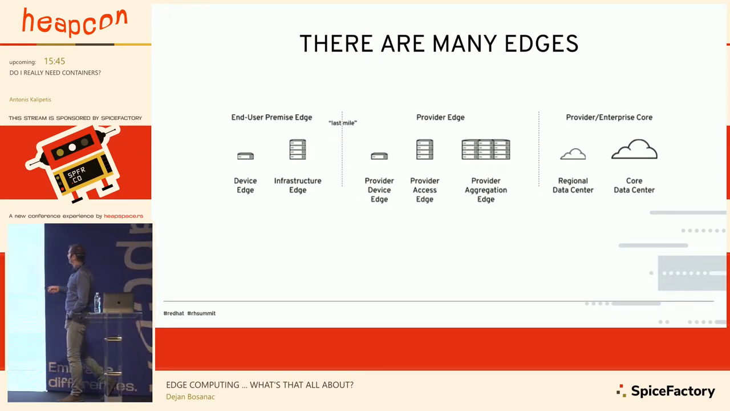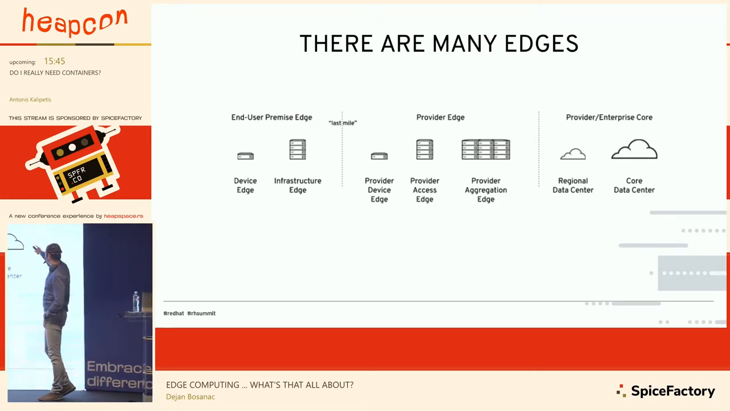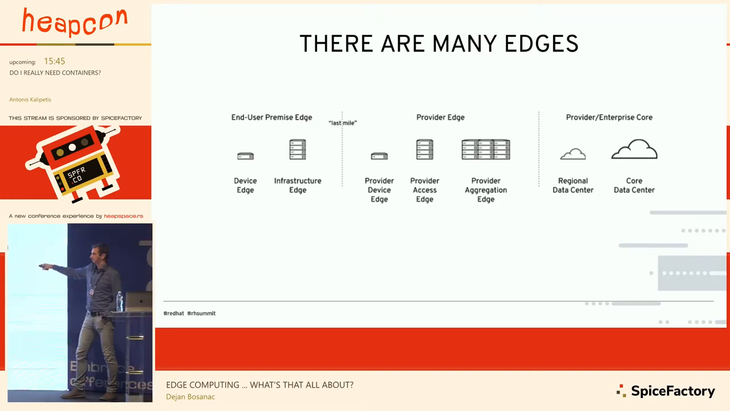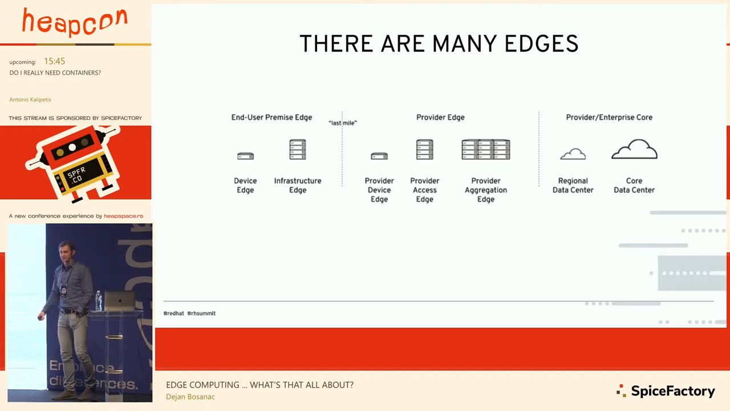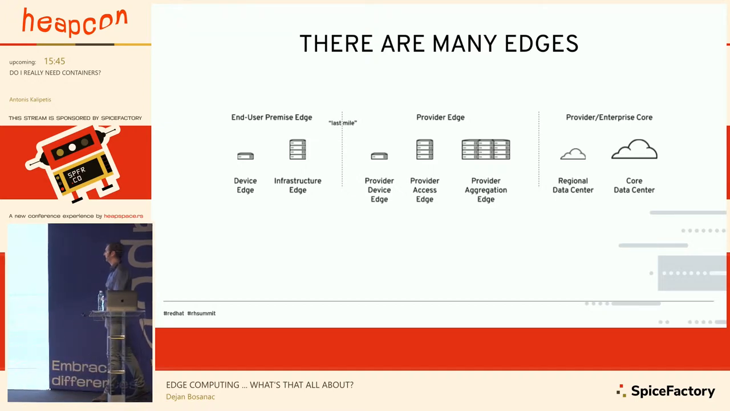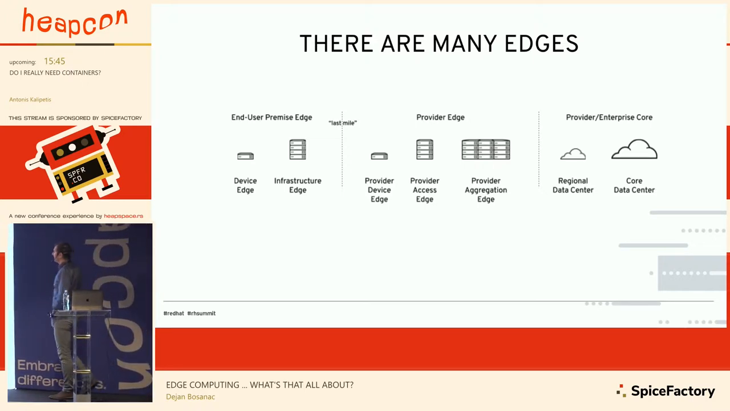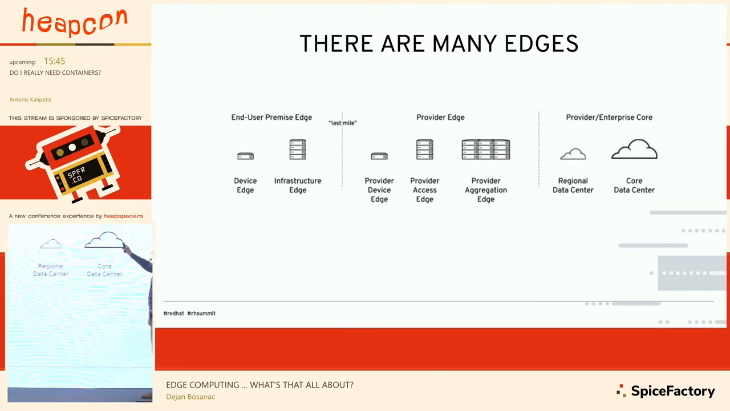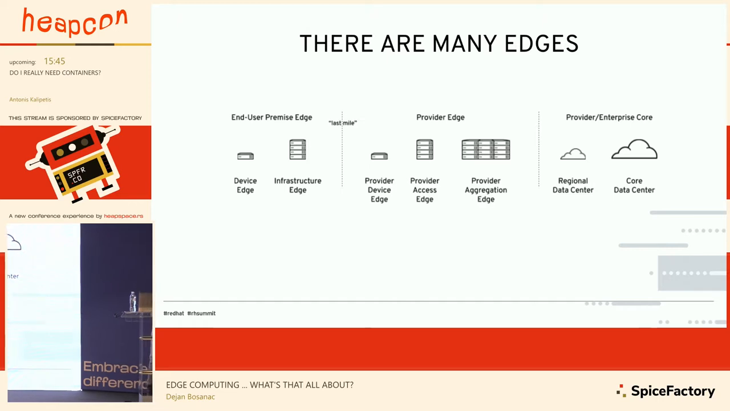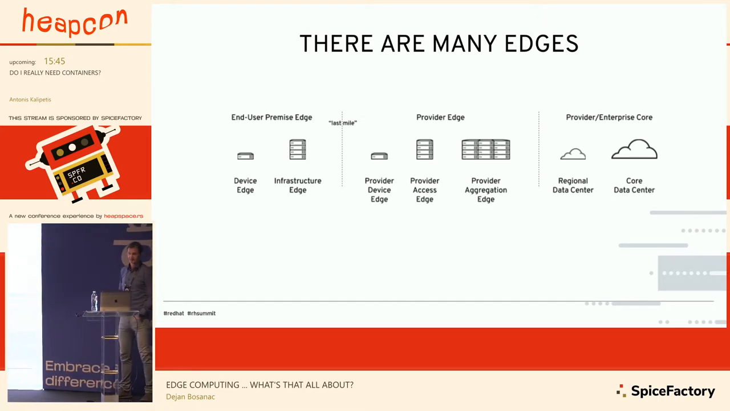So starting from the right, it's where we are today. That's AWS, that's Azure, that's Google Cloud, that's OpenShift, that's all the cloud providers coming out, right? All those cloud providers also have regional data centers, so the hybrid cloud becomes a much closer thing than edge computing, and that's all fine.